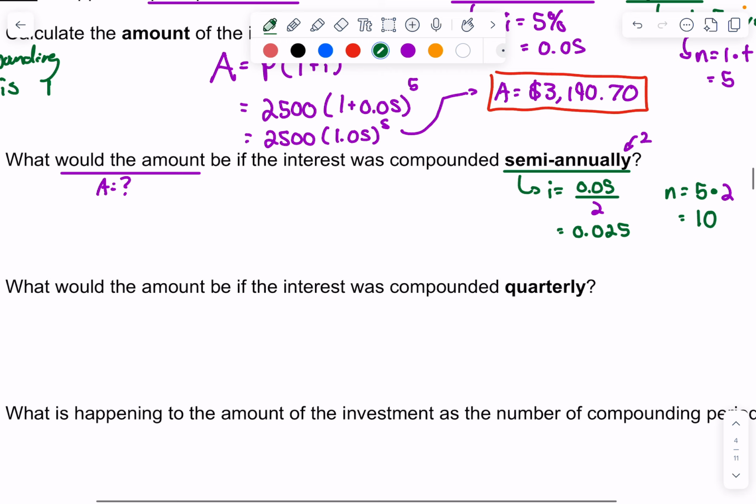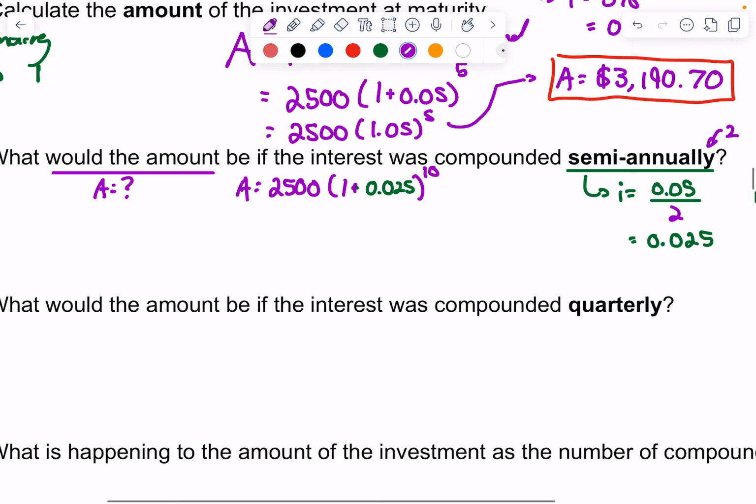So now if we plug those new values into our formula, we have A is equal to 2,500 times 1 plus now our new interest rate, 0.025, and that is all being put to now the power of 10, okay? So let's go through our math. 1.025 to the power of 10, now that being multiplied by 2,500.